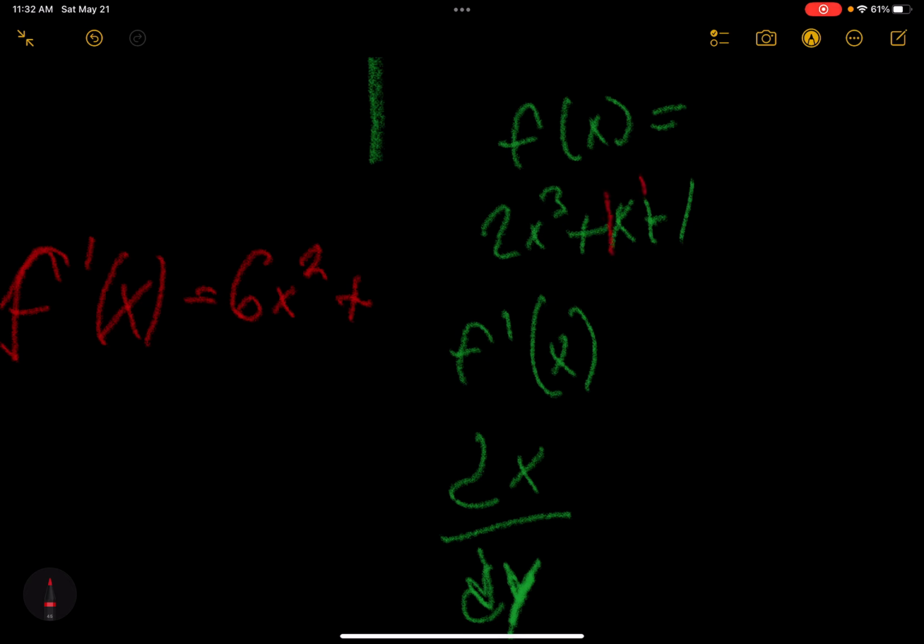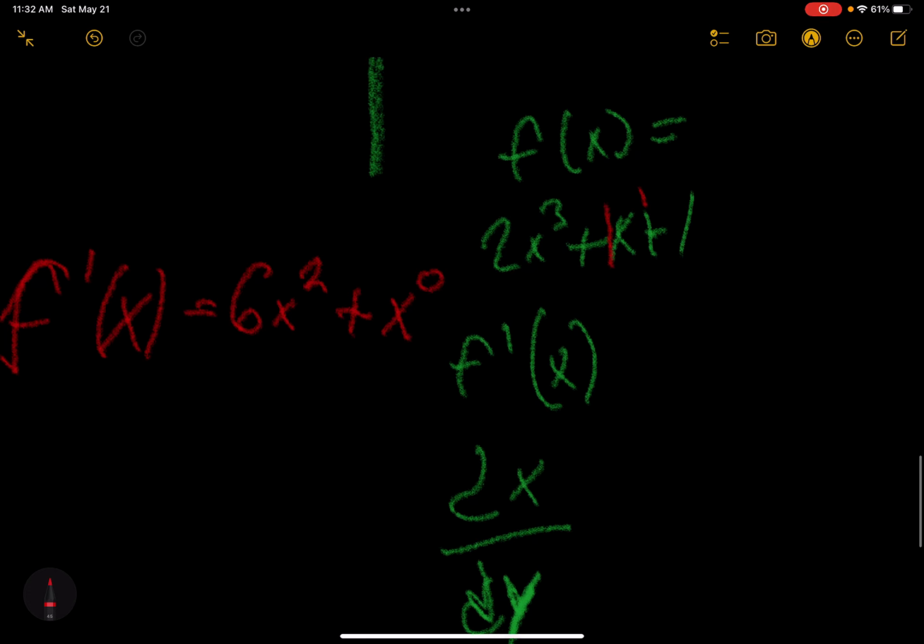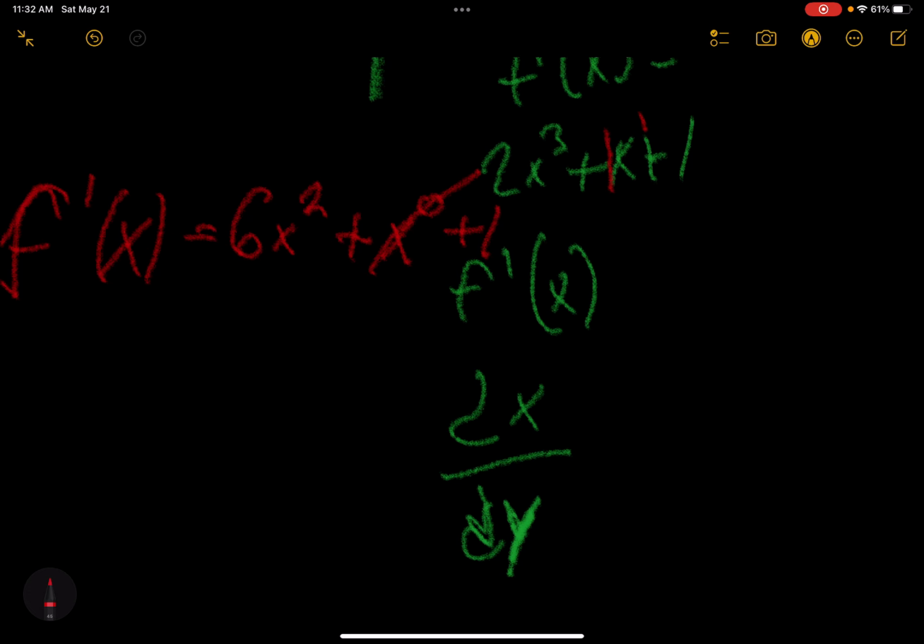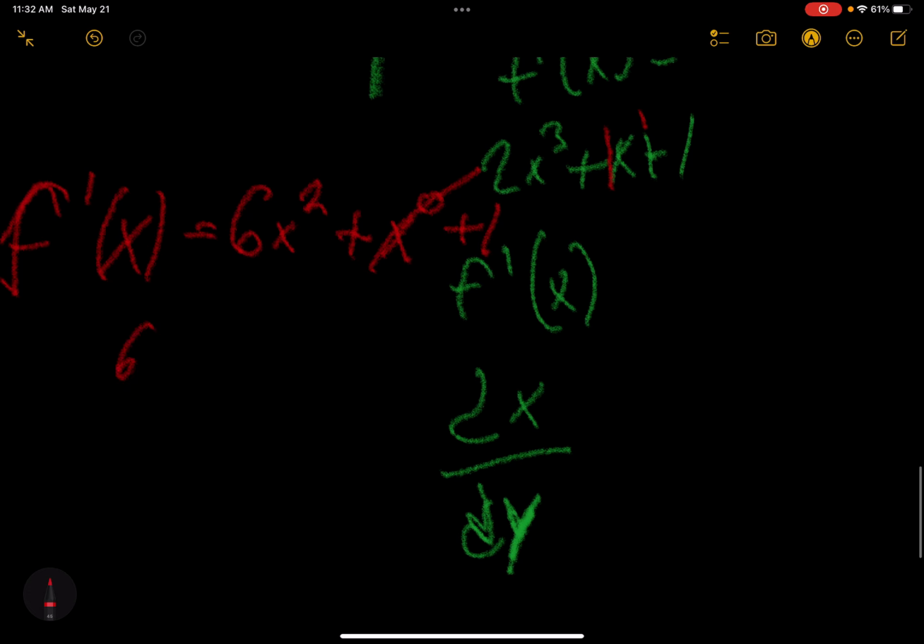So 1 times 1 is x, correct? And then we do x to the power 1 minus 1, which is x to the power 0. Plus 1. So that means this cancels out. So that means our first derivative is 6x squared plus 1.